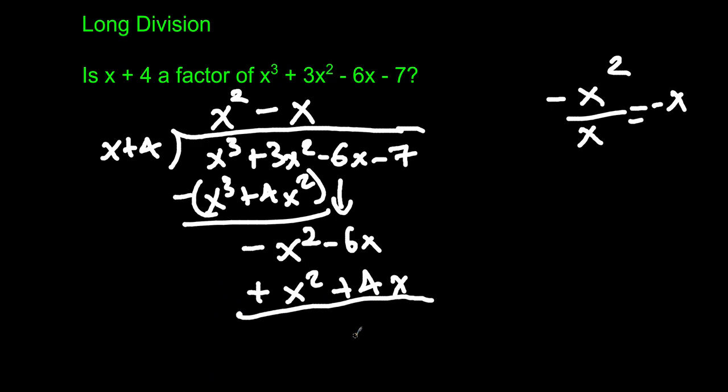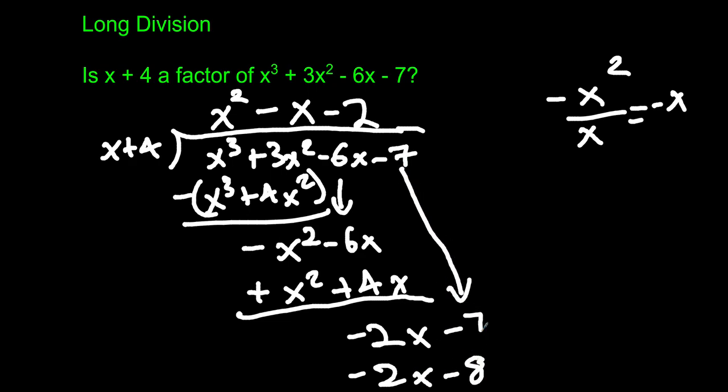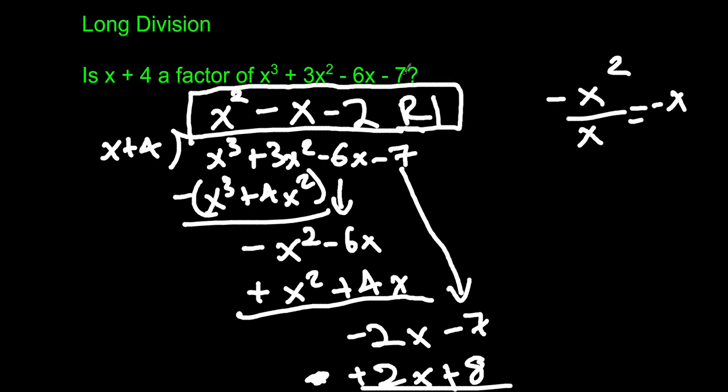The x squareds cancel out and we're left with negative 2x. x goes into negative 2x negative 2 times. Multiply. Negative 2x minus 8. Bring down the negative 7. Subtract this, changes both signs again. The 2x's cancel out and we're left with a remainder of 1. So no, x plus 4 is not a factor of this polynomial. So the answer to this long question is no. It is not a factor.